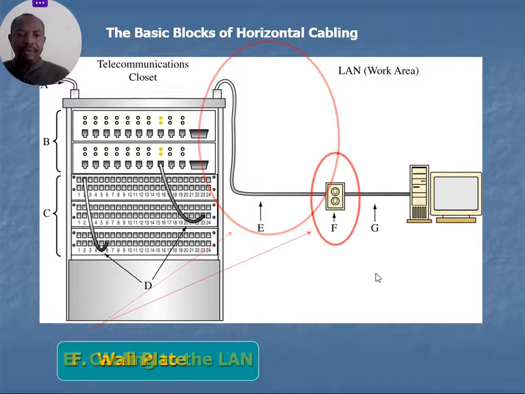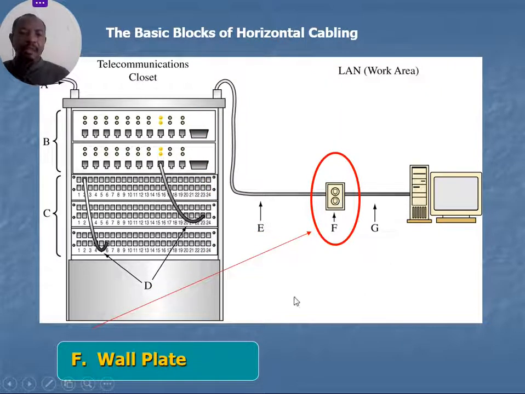Okay, now let's go to F. The F is called the wall plate. That's your wall. You have what we call a socket, the wall socket, where you plug your computer, you plug your things. For network, the computer also has a socket where you just put your wire, and then you take it to your workstation.